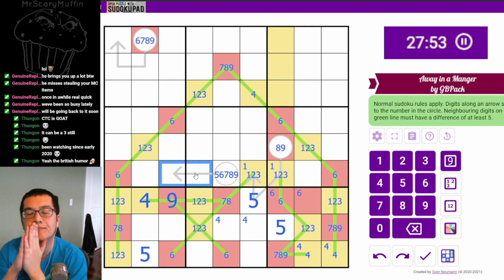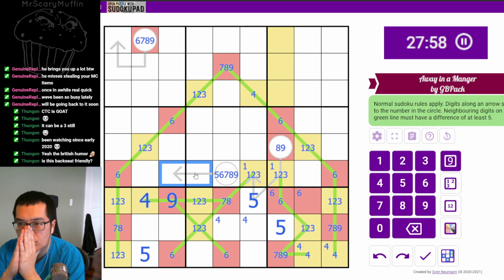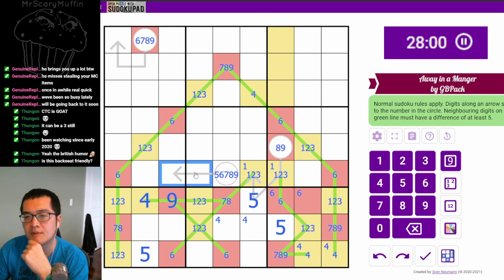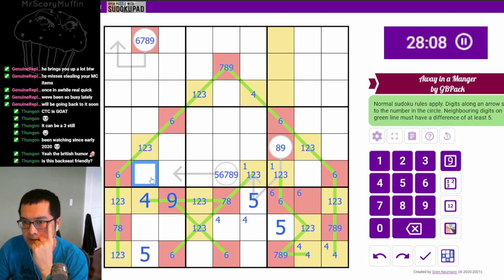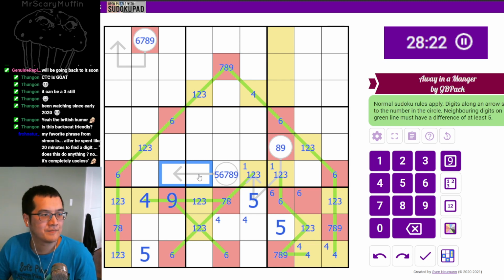On the flip side, yes, at least one of these has to be a low number. So we know that much. At least one of these has to be a low number. This cannot be a 5. At least one low number here. Reveal your secrets, baby Jesus.